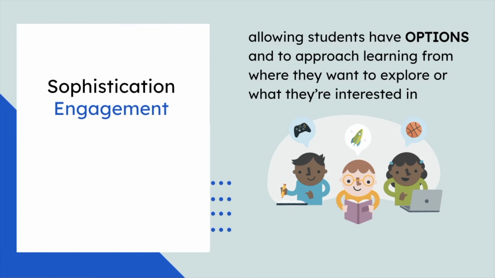Engagement: allowing students to have options and to approach learning from where they want to explore or what they're interested in. This doesn't have to be something that takes a lot of time. An authentic example from my time in the classroom is where I allowed students to pick a specific natural disaster and create a magazine spread or website page about it.